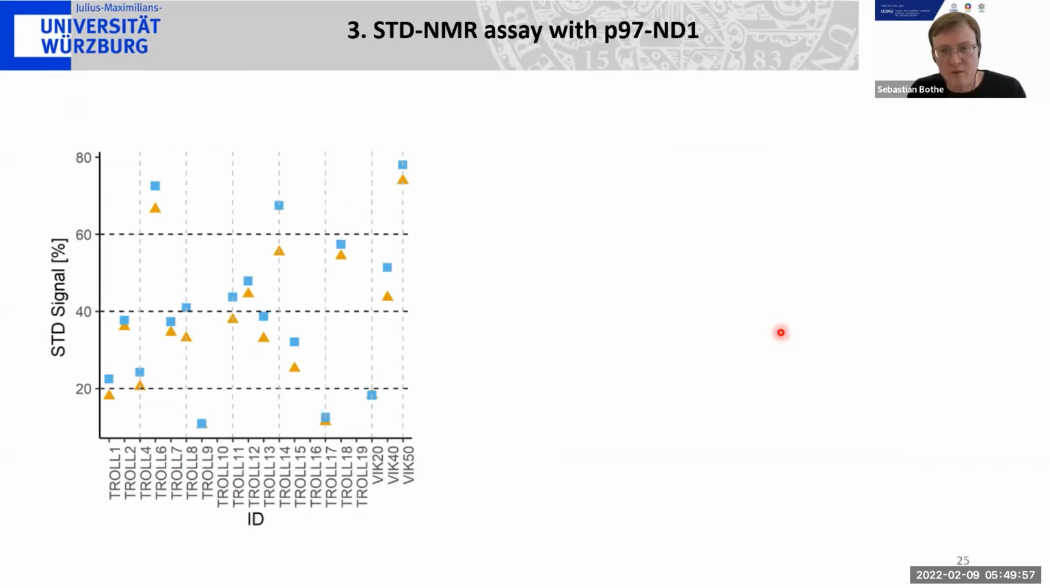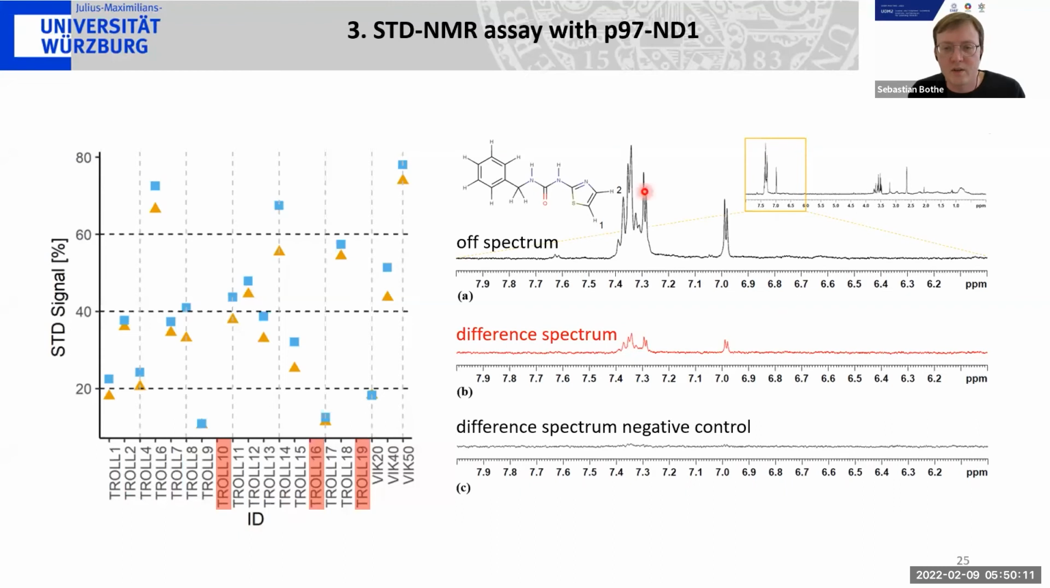For the found fragments, we then made an orthogonal assay with our setup, the STD NMR assay. From there, 3 fragments show no binding anymore, and here is one example of it. So we have the off-resonance spectrum, and for the STD effect we use only the aromatic parts of the ligand. The fragments all have aromatic groups in them, because they are far away from the protein signal.